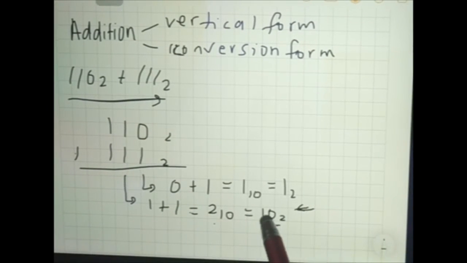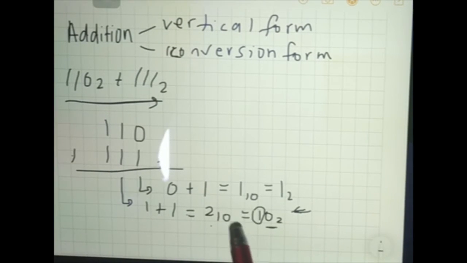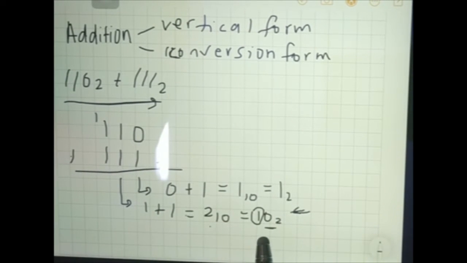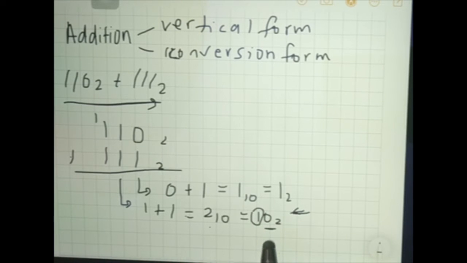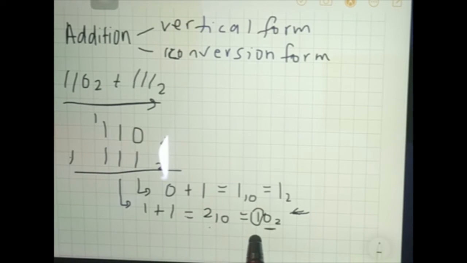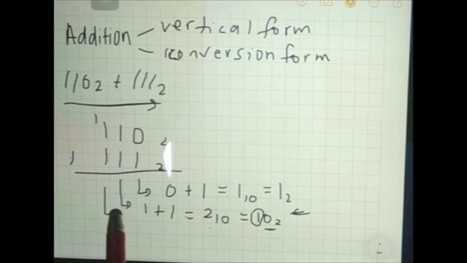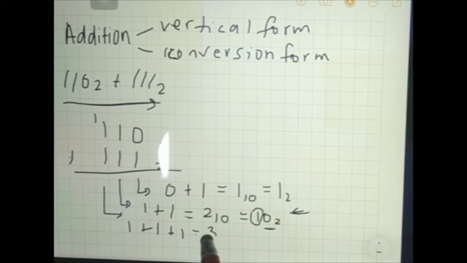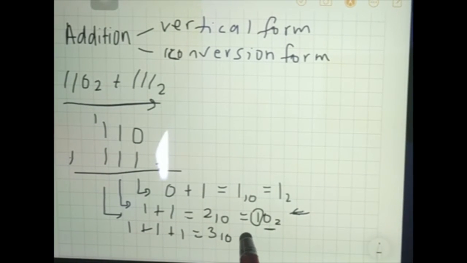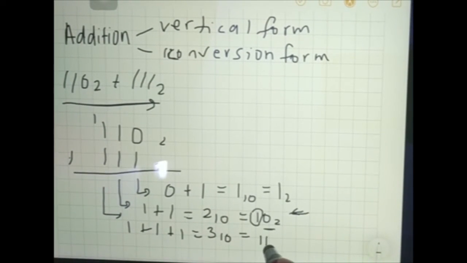So this 0 here, we maintain it here. This 1, we have to bring it on top here. This 2-digit number, we maintain the farthest right, and we bring the 1 up here. So we add this one as well. So 1 plus 1 plus 1 equals 3 base 10. 3 base 10, we convert it back to base 2 is 11 base 2.